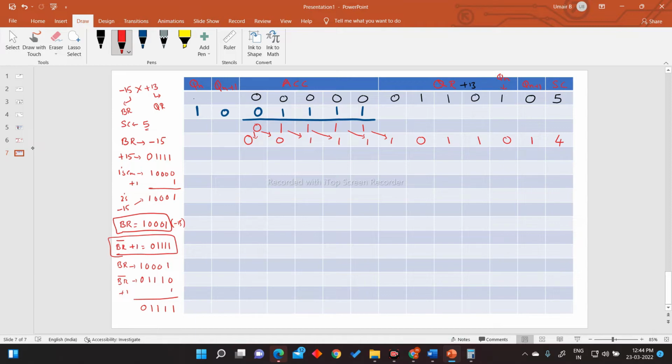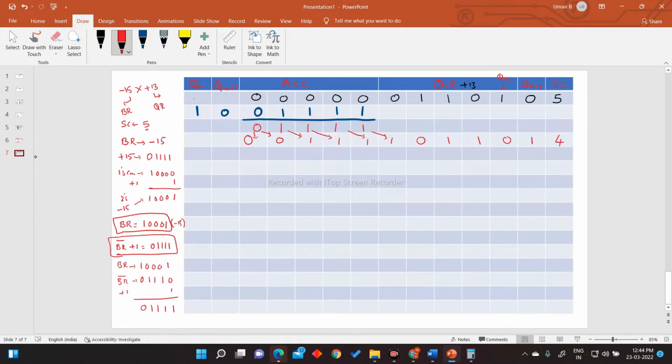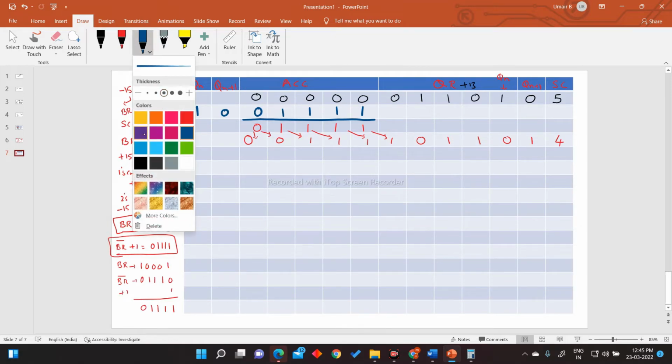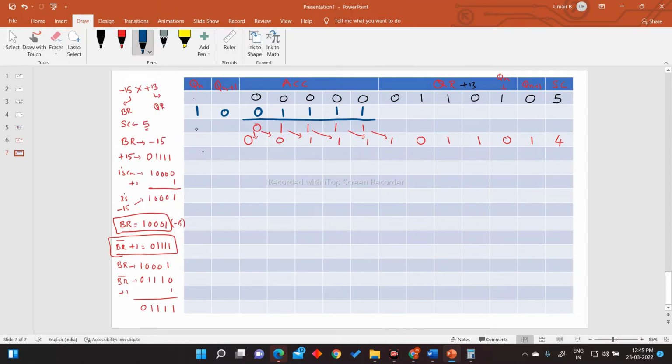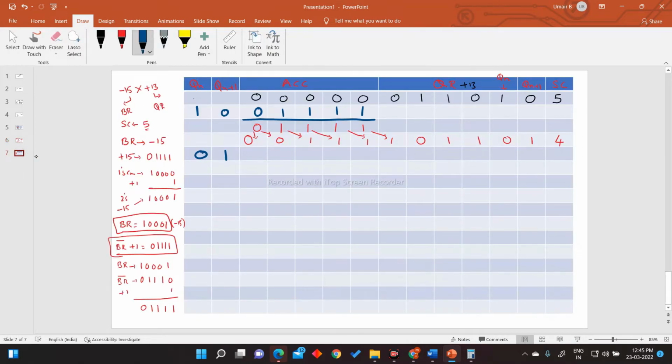Now what next we are supposed to do is, again, since it is not equal to 0, in the algorithm we have seen, if it is not equal to 0, you have to again look at the value of qn and qn plus 1. Now qn is 0, and qn plus 1 is 1. Now what happens if it is 0 1? So we have to add the content of BR with the accumulator. Now what is the content of BR? The content of BR is 1 0 0 1, right?